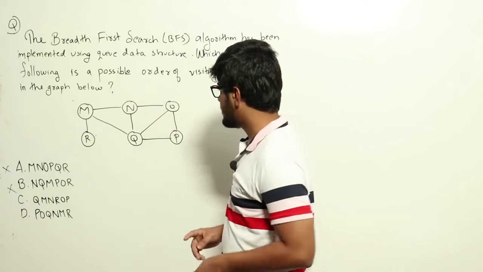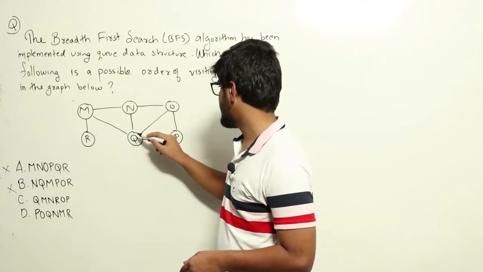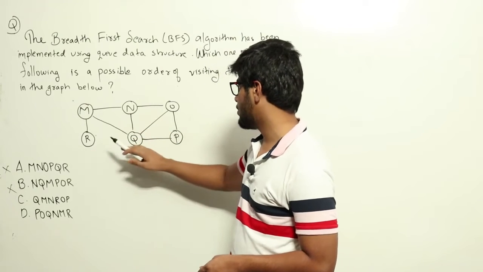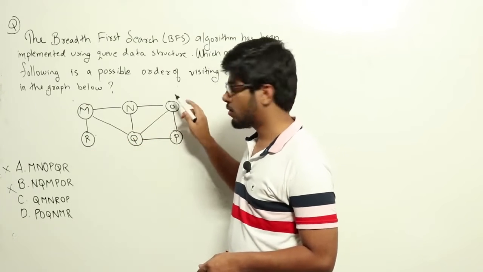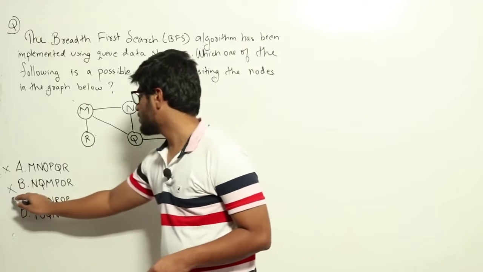If you look at C, it starts with Q, then M, that is fine, N is fine, R is at distance 2 from Q, but there is another node O which is at distance 1 from Q, which needs to come before R. So this is also wrong.